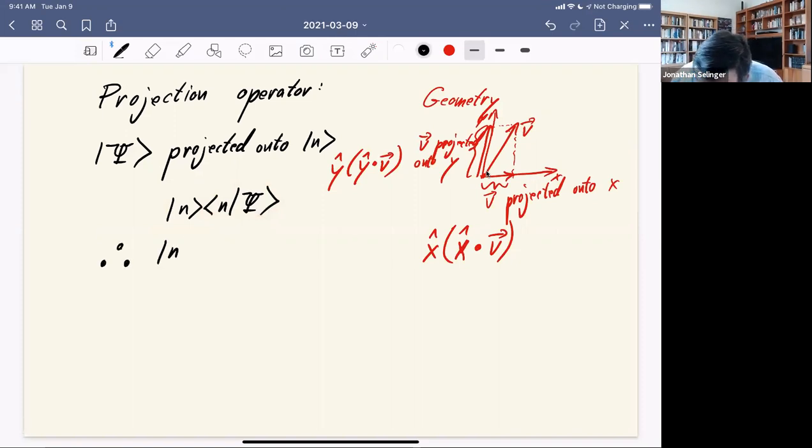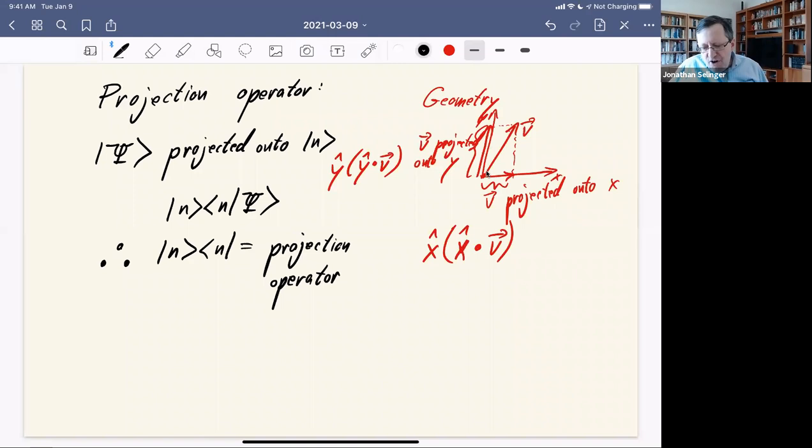So we would say that the outer product of n with n is a projection operator. This outer product takes any ket that comes along and produces the projection of that ket onto n. The same way that here we have a projection of V onto X, and here we have a projection of V onto Y.